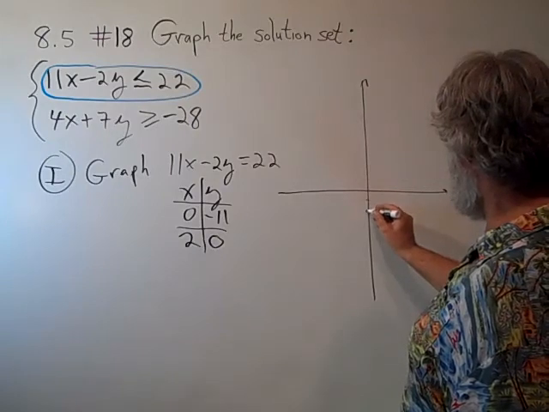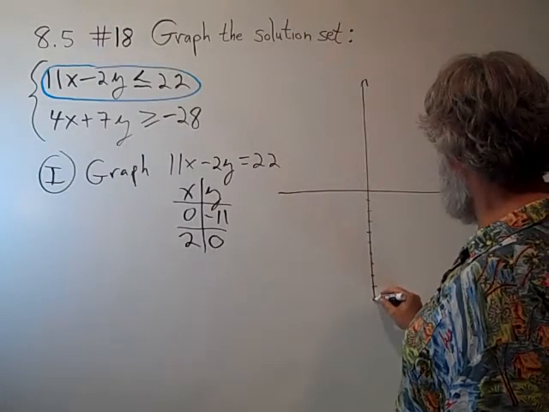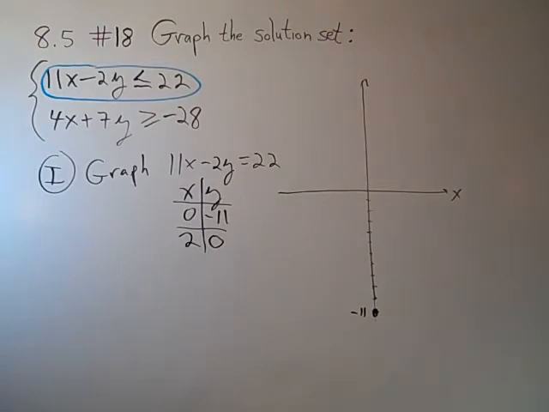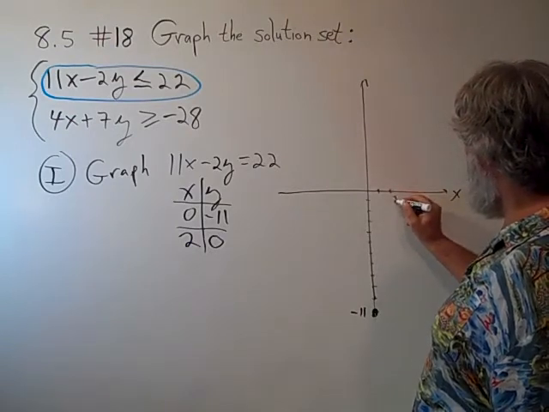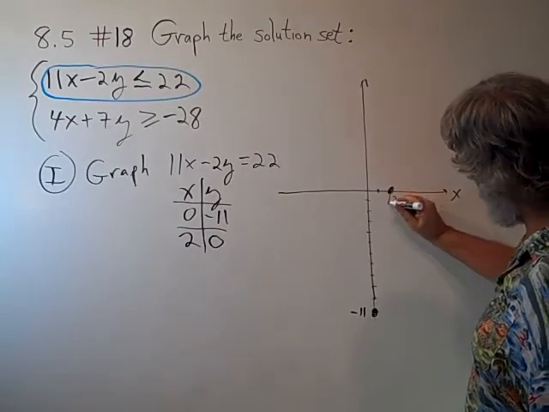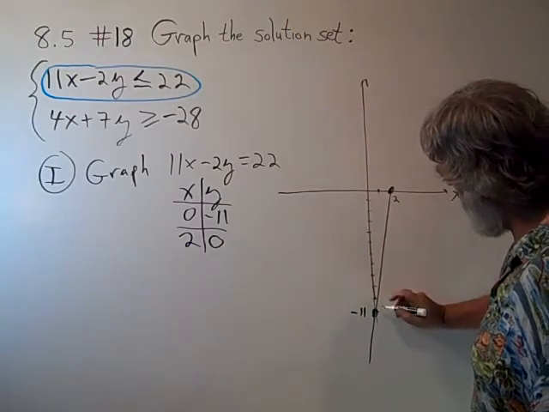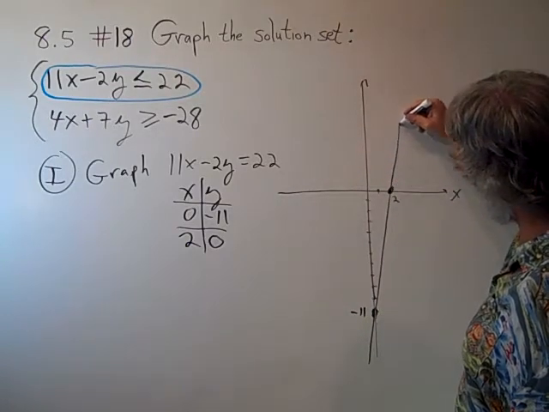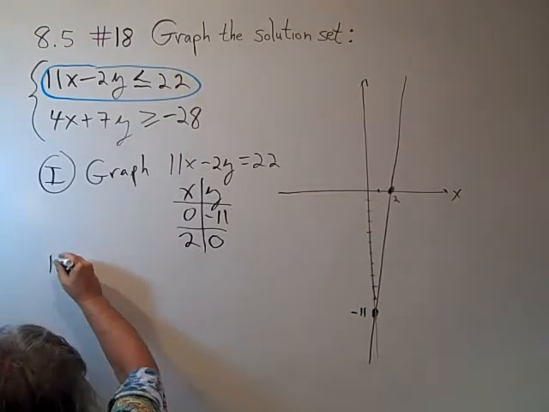So negative 11, 1, 2, 3, 4, 5, 6, 8, 9, 10. Here's negative 11 way down here, the y-intercept of our first line. And at 2, 0, we have the x-intercept of that line. So this line looks something like this.